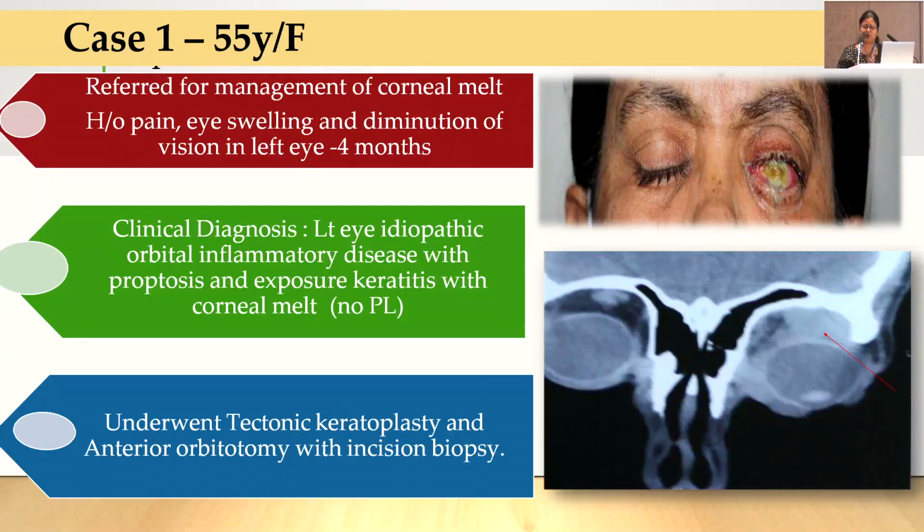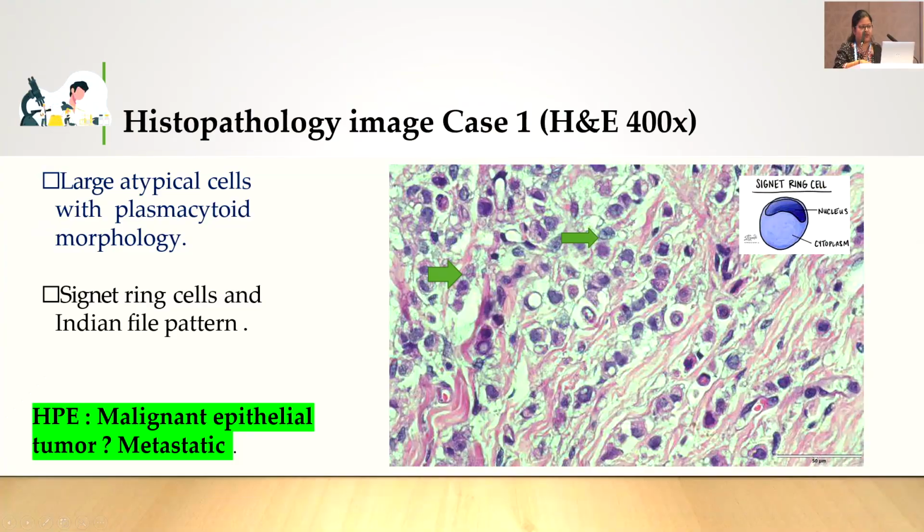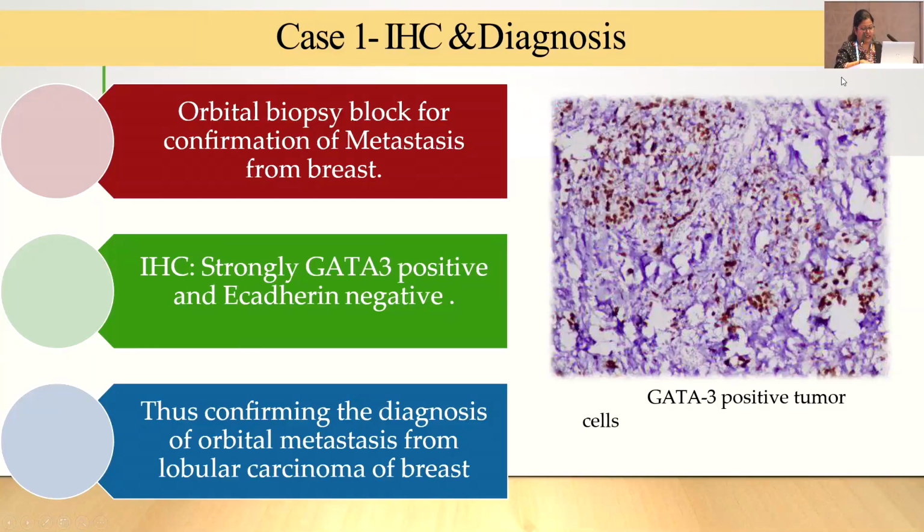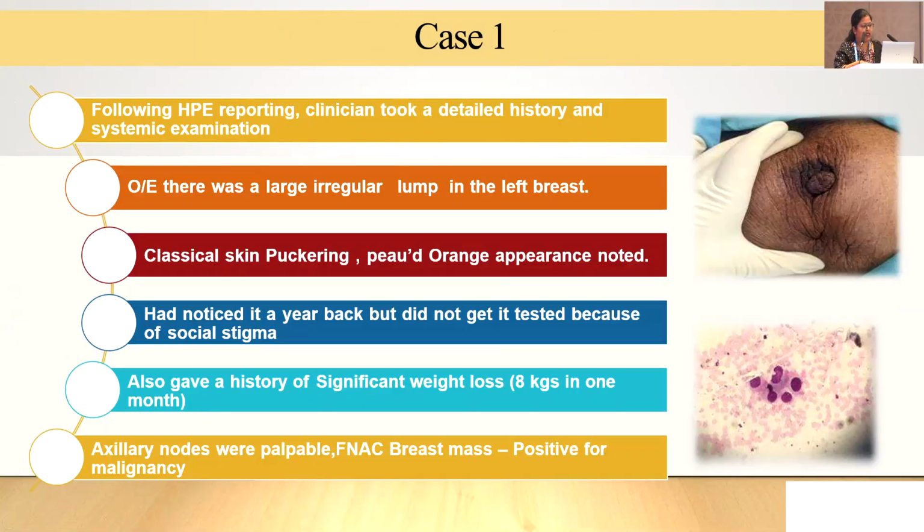The first case was a 55-year-old lady. She came for the management of corneal melt. A working diagnosis was idiopathic orbital inflammatory disease with exposure keratitis. On histopathology, what we saw was large atypical cells, plasmacytoid appearance, signet cells, and most importantly, an Indian file pattern. This hinted towards metastatic disease. So we called her back and took a detailed history. She had a lump in the breast with classical malignant changes. She admitted to having noticed it a year back, but had not got it tested because of social stigma.